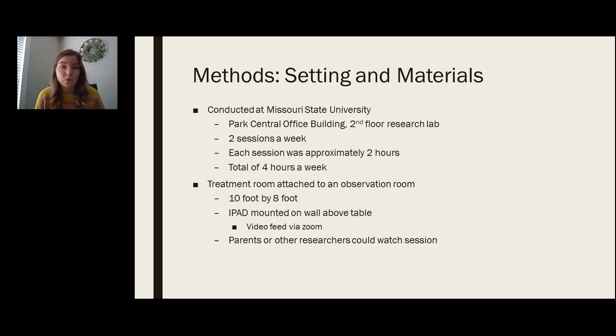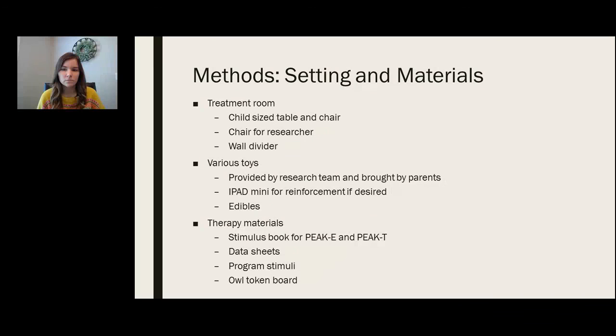It included toys, a table for the participant and the researcher, and then there was an iPad mounted above the table so that we could live stream into the observational room or record if needed for IOA and fidelity data. We used Zoom to record the sessions. The treatment room consisted of a child-sized table and chairs, a chair for the researcher to sit in, and a wall divider. Various toys were in the treatment room, such as pop-up toys or musical toys, and we also had a car track and cars.